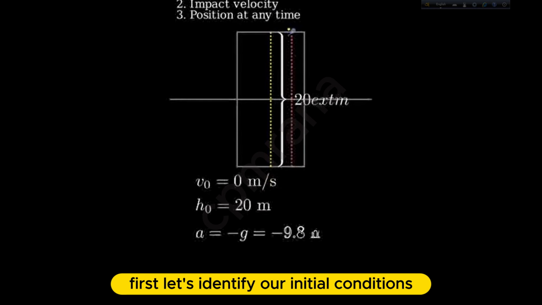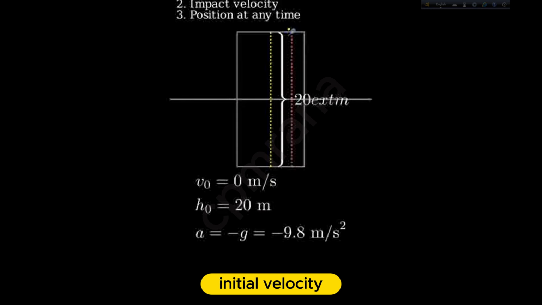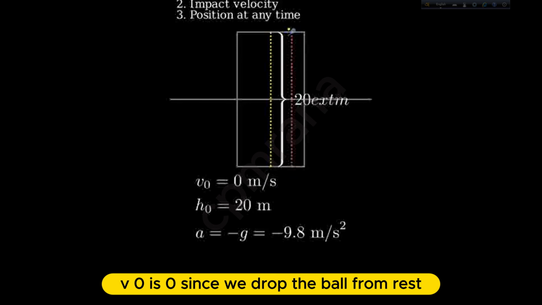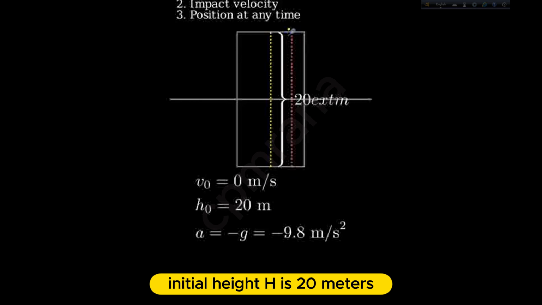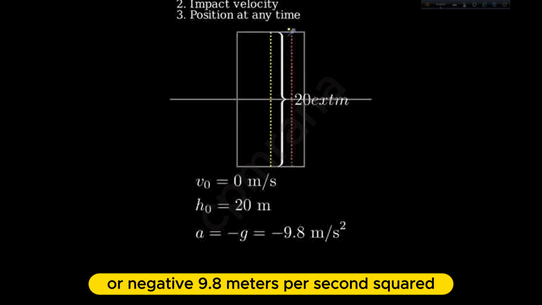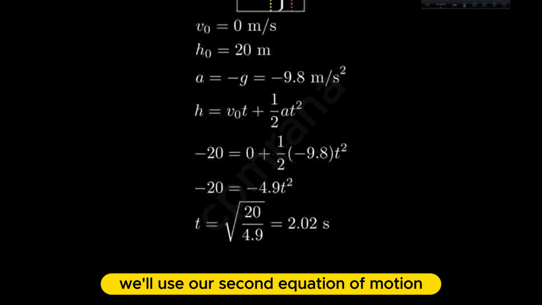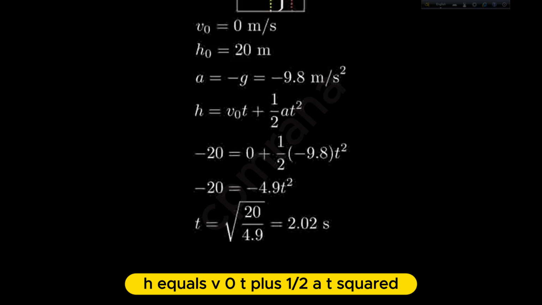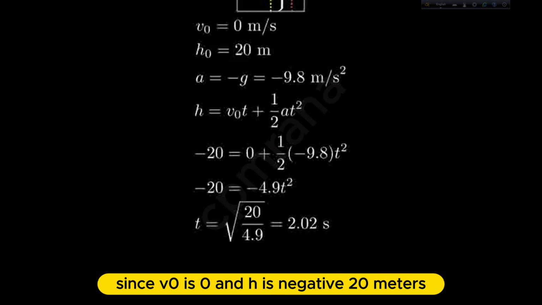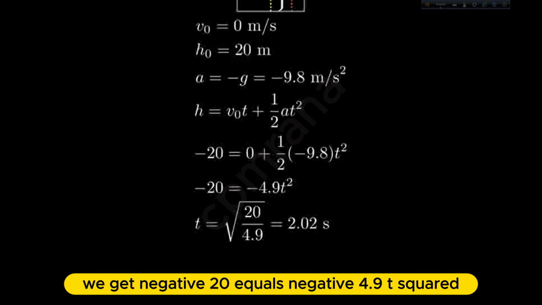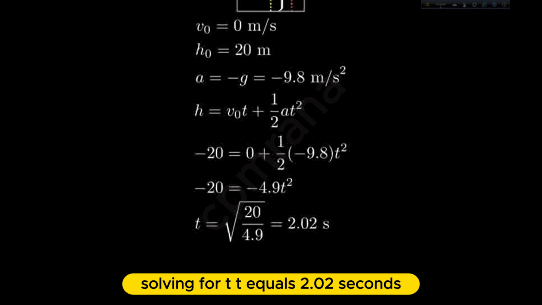First, let's identify our initial conditions. Initial velocity v0 is 0, since we dropped the ball from rest. Initial height h is 20 meters, and acceleration is negative g, or negative 9.8 meters per second squared. To find the time to reach the ground, we'll use our second equation of motion. h equals v0 t plus 1/2 at squared. Since v0 is 0 and h is negative 20 meters, we get negative 20 equals negative 4.9 t squared. Solving for t, t equals 2.02 seconds.